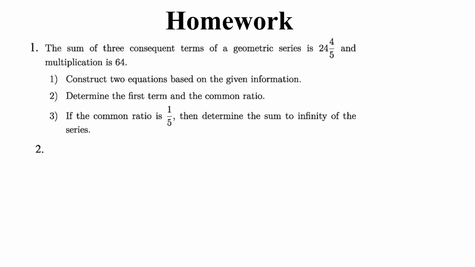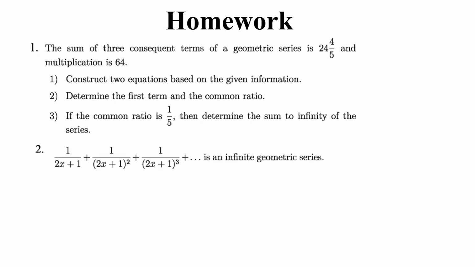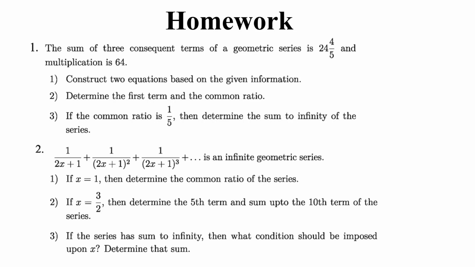Second question, this is a creative question. This is also important. 1/(2x+1), (1/(2x+1))², (1/(2x+1))³, etc. is an infinite geometric series. First, if x equals 1, then determine the common ratio of the series. If x equals 3/2, then determine the fifth term and the sum up to the 10th term of the series. Third, if the series has a sum to infinity, then what condition should be imposed upon x? Determine the sum.